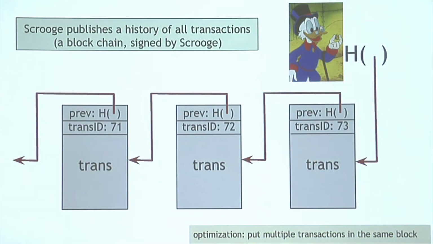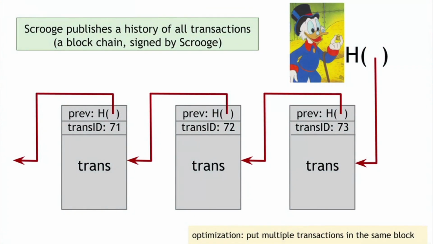Each block will have one transaction in it. This block has the transaction with transaction ID number 73. It has the contents of this transaction, and then there's a hash pointer to the previous block in the history. Okay, and then Scrooge will take the hash pointer, which represents this entire structure, and he'll digitally sign it and publish it. Now anybody can verify that Scrooge really did sign this hash pointer, and then they can follow this chain all the way back and see the entire history of all the transactions in the history of Scrooge Coin as endorsed by Scrooge.